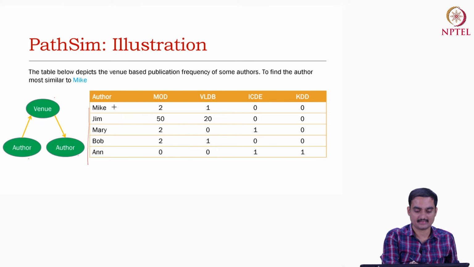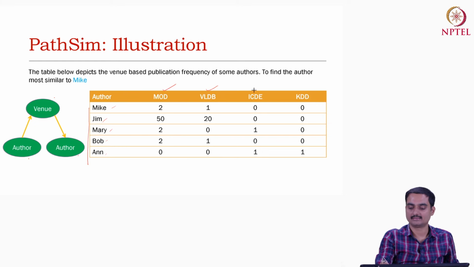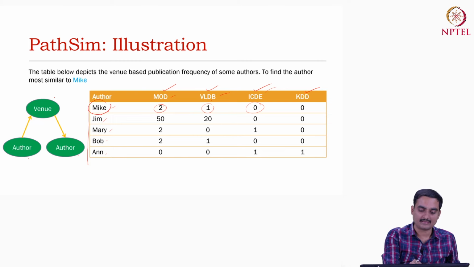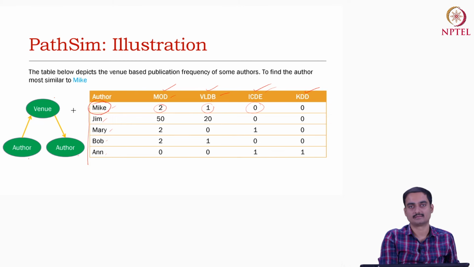We have these authors: Mike, Jim, Marie, Bob, and Anne. These authors published papers in SIGMOD, VLDB, ICDE, and SIGKDD, which are different conferences. Say Mike published 2 papers in SIGMOD, one paper in VLDB, 0 papers in ICDE, and so on. The task is: given Mike as an author, who are the similar authors of Mike? Find the authors who are similar to Mike in terms of publications. We are only interested in the author-venue-author metapath.